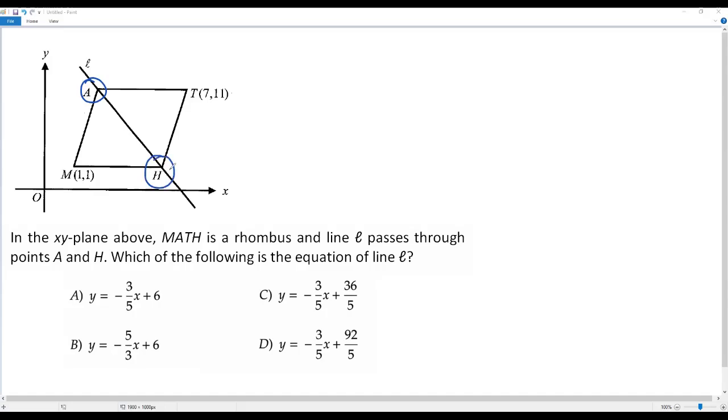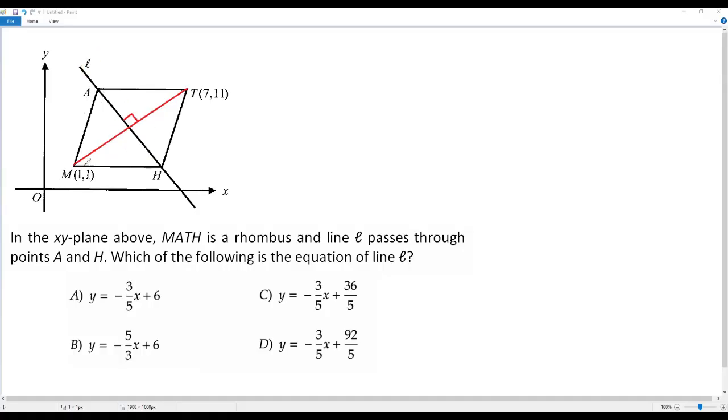Actually, these 2 points are the 2 vertices of the rhombus. So the line L passes through the 2 vertices of the rhombus A and H. So clearly the diagonal AH of the rhombus lies on the line L. Now let me consider another diagonal MT over here. We know that the two diagonals of a rhombus intersect at right angles. That is, the two diagonals are perpendicular to each other. Once I get the slope of the diagonal MT, using that slope, I'll be able to get the slope of the diagonal AH or the line L.